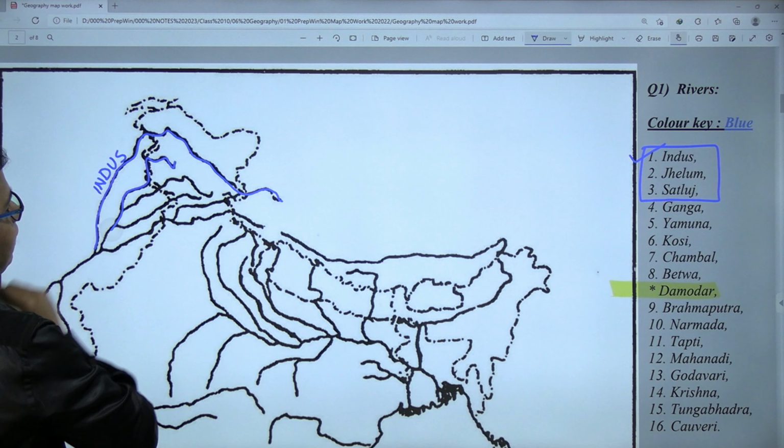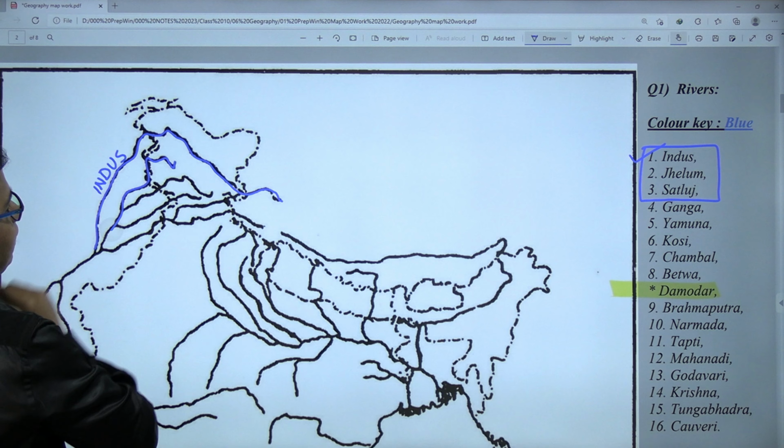Now this video is on geography map work. In your geography paper, right in the beginning, question number 1, you are going to get this question for 10 marks, where you are required to do this map work. There will be 10 questions, 10 markings on the map. If you do it correctly, then you will get these 10 marks.